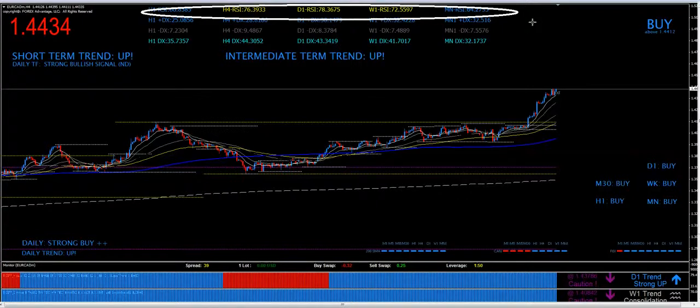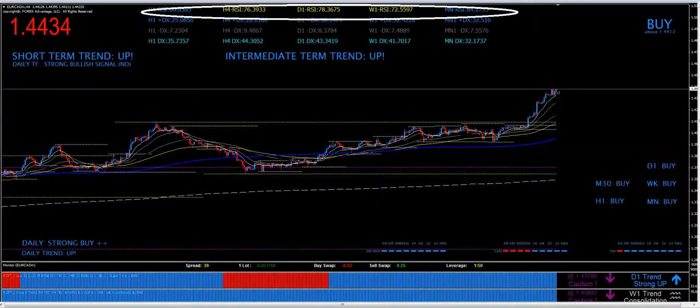So right now, this is the USCAD pair, which I'm trading on the 4-hour time frame. It's telling me right now that for the 4-hour, the daily and the weekly, they are oversold. And this pair right now has a nice uptrend going on, but I would not get into this trade. I would rather wait for a retracement, then I would take the trade.